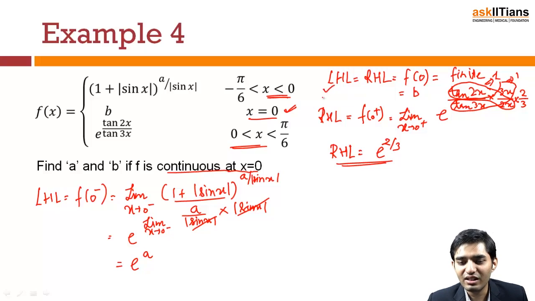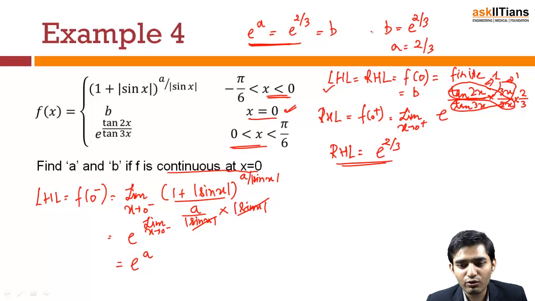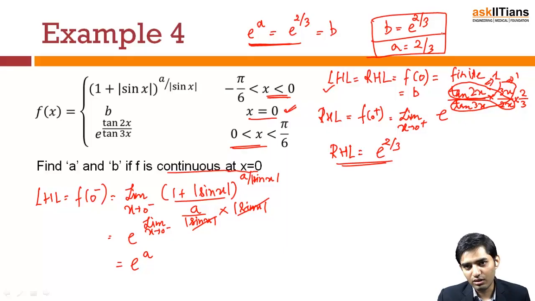Now apply the condition that LHL equals RHL equals f(0), which is equal to b. So e to the power a, this is LHL, is equal to e to the power 2 by 3, and this is equal to b. So what will be the value of b? The value of b will be e to the power 2 by 3, and from this equation, the value of a will be just 2 by 3. So we can find the values of a and b easily from here.